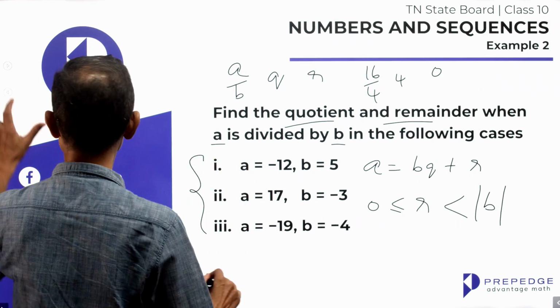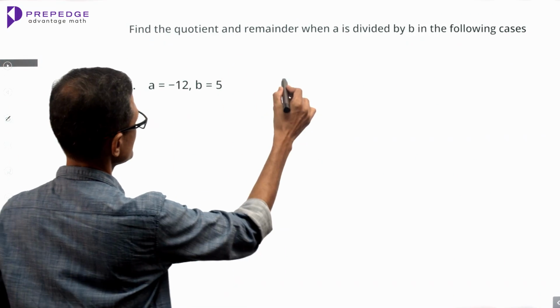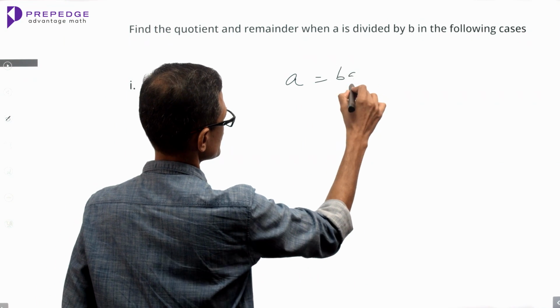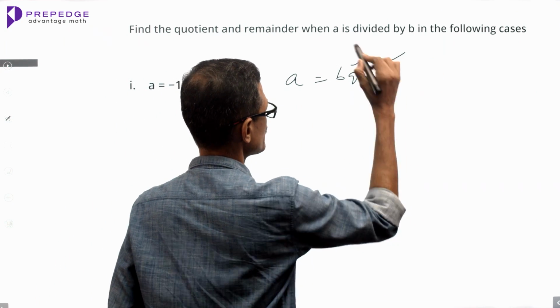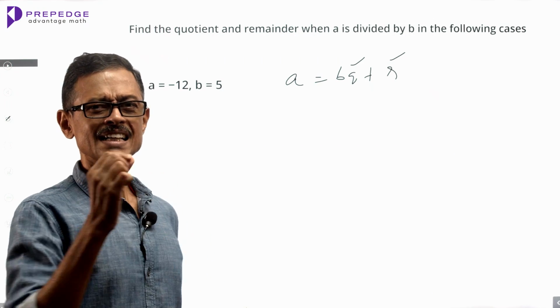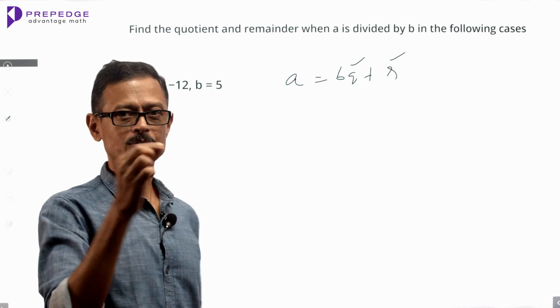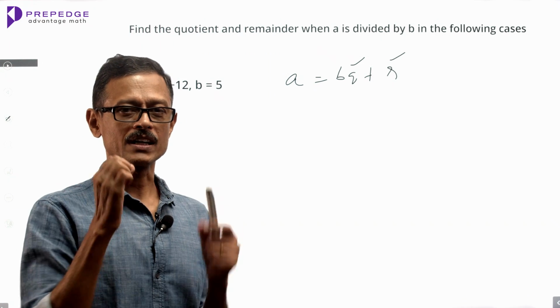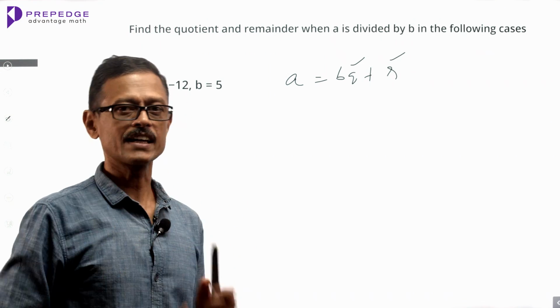We'll start with the first one. In the first question we are going to write a is equal to bq plus r. Here we need to find q and r. r should be 0 or positive. This is the idea. First let's see how you should not solve this problem, and see what is failing. Then we'll see how it should be done.